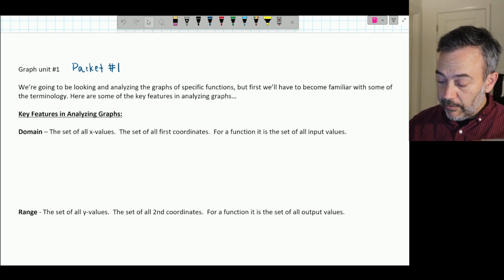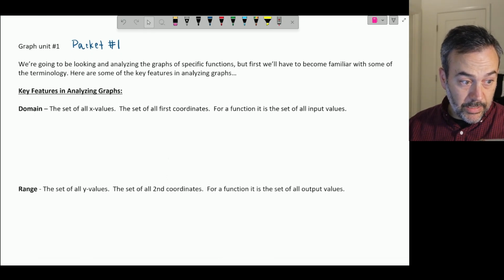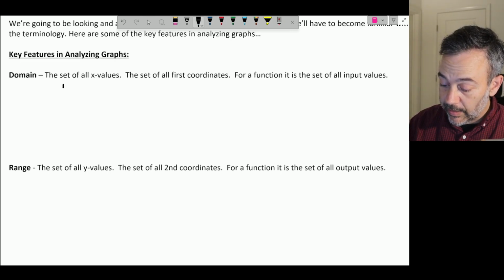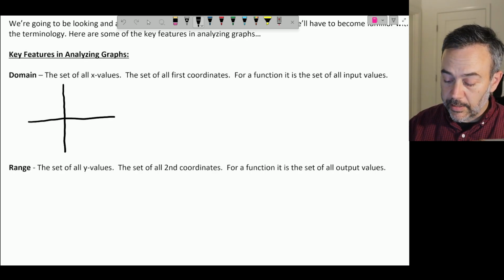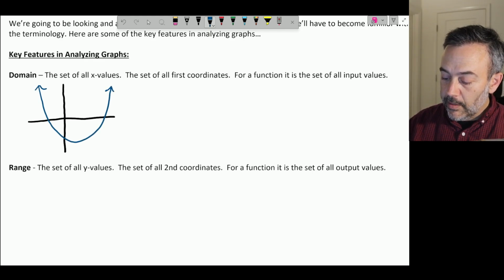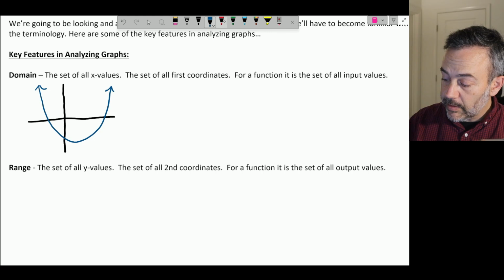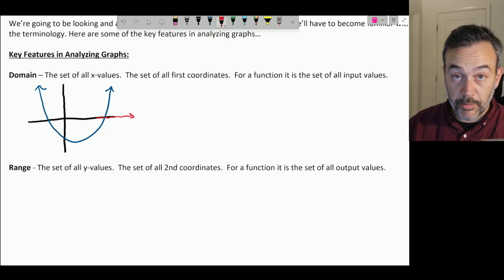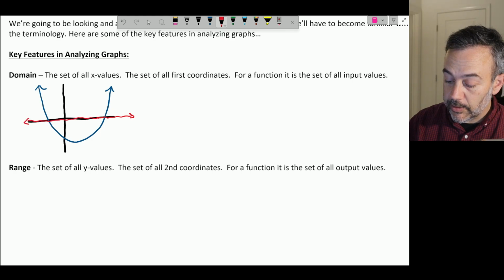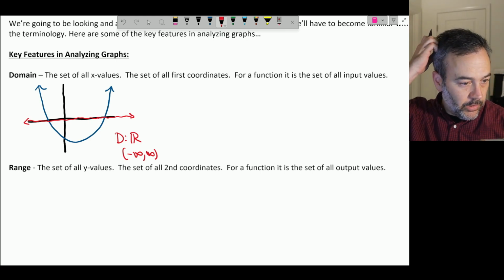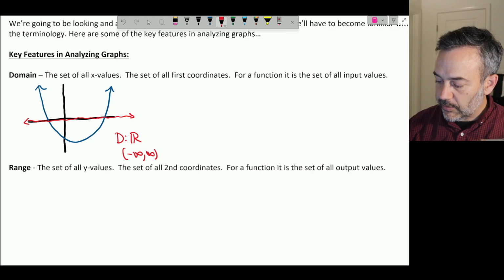Okay, so we're going to be looking at graphs of specific functions, but we need to get some key terminology. I know you already know domain and range, but I want to really emphasize domain and range in the context of a graph. If I have, for example, a parabola, the domain of a quadratic equation is all real numbers, because this graph goes forever to the right. I can plug any x value I want into a quadratic equation. So the domain is all real numbers, and in interval notation, negative infinity to infinity. For all real numbers, I'll usually just use the capital R because it's faster to write.